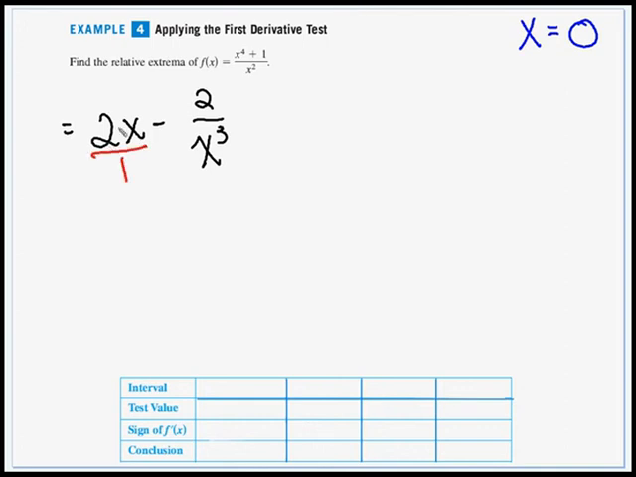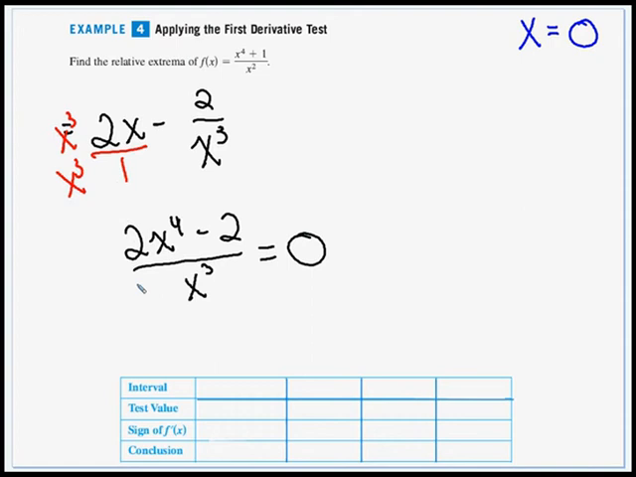So here my denominator is 1. I need a common denominator, which is going to be x to the 3rd. I'll multiply through by x to the 3rd over x to the 3rd. And I will get 2x to the 4th minus 2 all over the common denominator x to the 3rd. And remember, we're still setting this equal to 0. This is our derivative. And now I can factor that numerator a little. I can pull out a 2. So I'm going to be left with an x to the 4th minus 1, and then my x to the 3rd in the denominator.